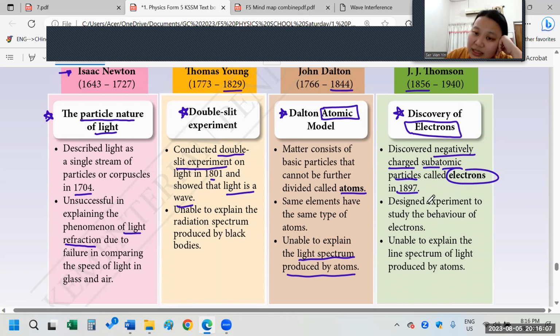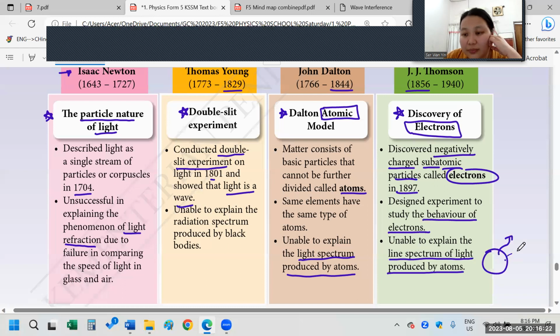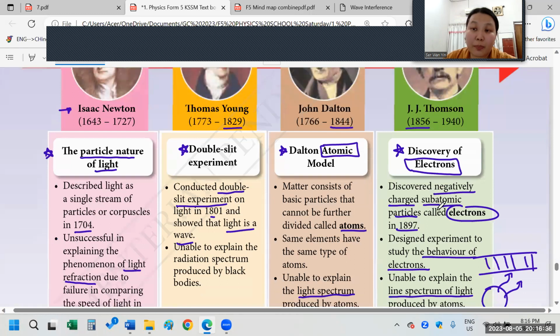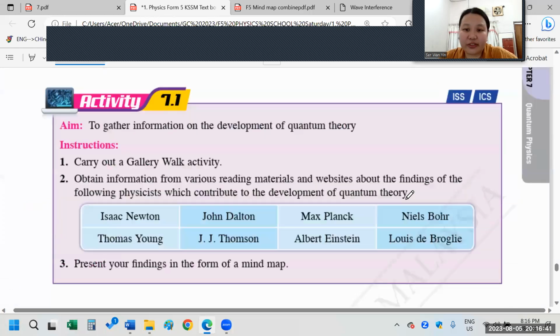All right, now they designed experiments to study the behavior of electrons, but still were unable to explain the line spectrum of light produced by the atom. Means the atom will give out light in a spectrum, not continuous. Why? Don't know at that time. So now, because of them, we build up the basics of quantum, then we come to quantum physics.